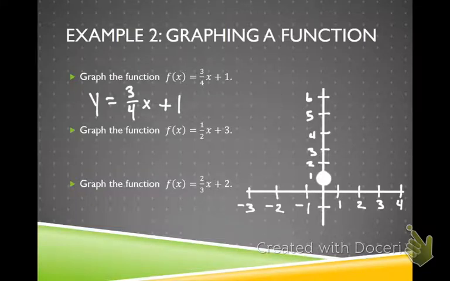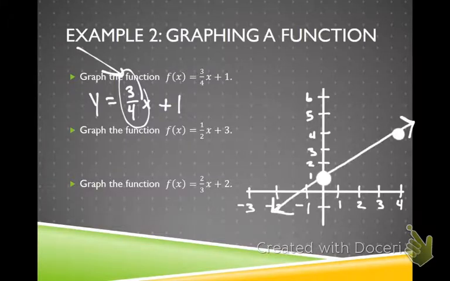Then, how do you know where to go from there? Rise over run on your slope, 3 over 4. So this means I rise 3 from that point, not from 0, but from that point I would rise 3, run 4, and that's where my point would go, right here. And then draw my line. So a linear function is literally graphed the exact same way as a linear equation.